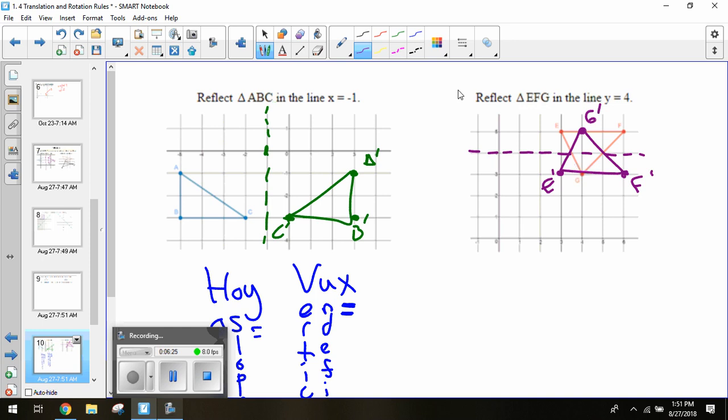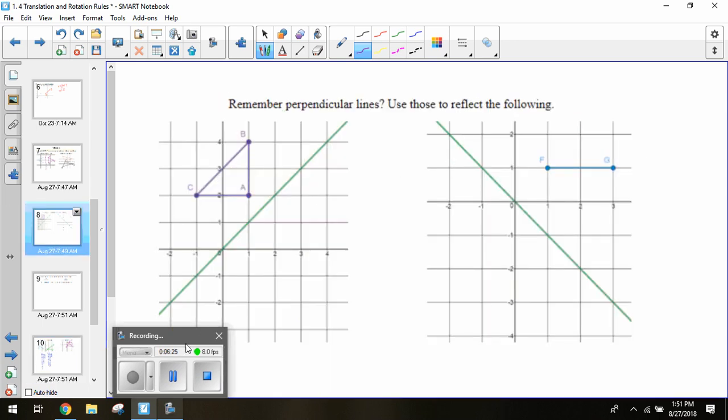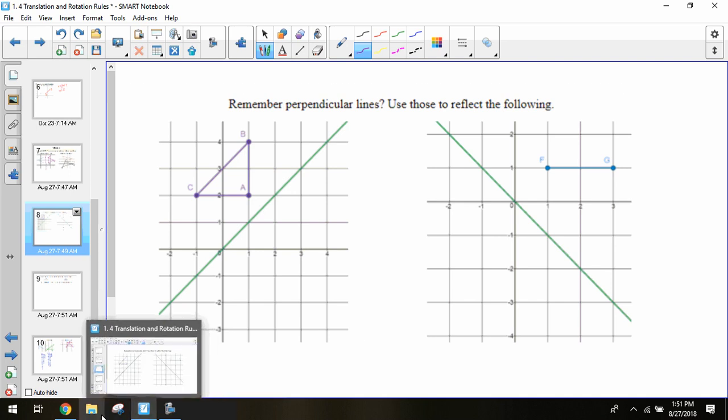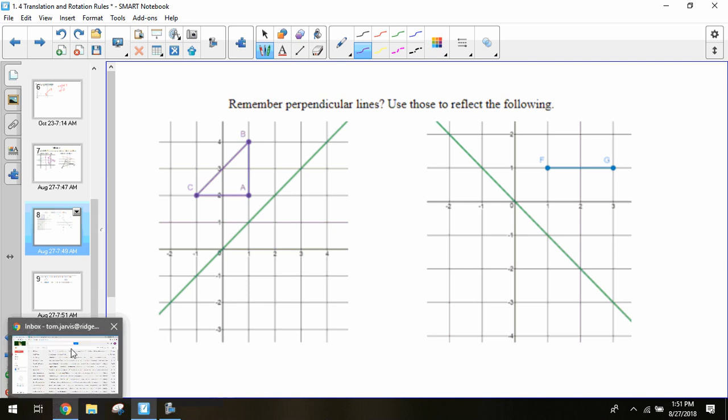So now that we've done these horizontal and vertical lines, let's talk about something that's a little bit harder when we start getting these diagonal lines. Diagonal line, I want this to disappear. Go away. Oh, so I have my diagonal line now. And it says remember perpendicular lines. Don't worry about that for the moment, we'll talk about that when we get there.